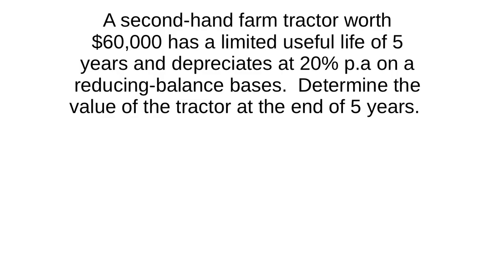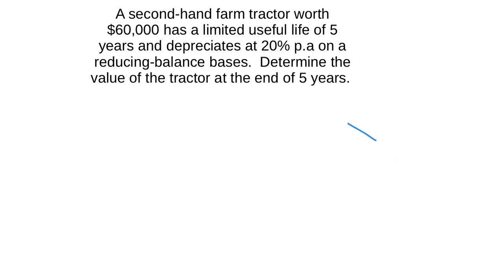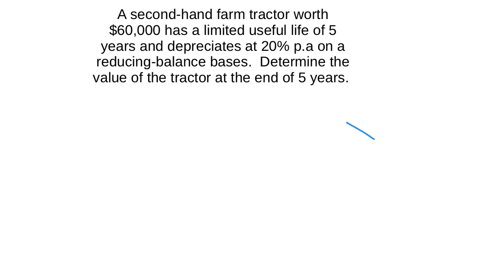Here's another one. A second-hand farm tractor worth 60,000 has a limited useful life of 5 years and depreciates at 20% per annum on a reducing balance basis. Determine the value of the tractor at the end of 5 years. Okay, so let's look at our given in here.